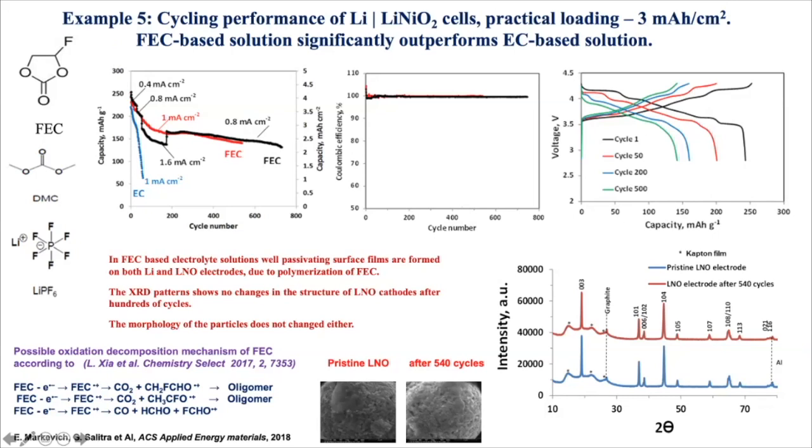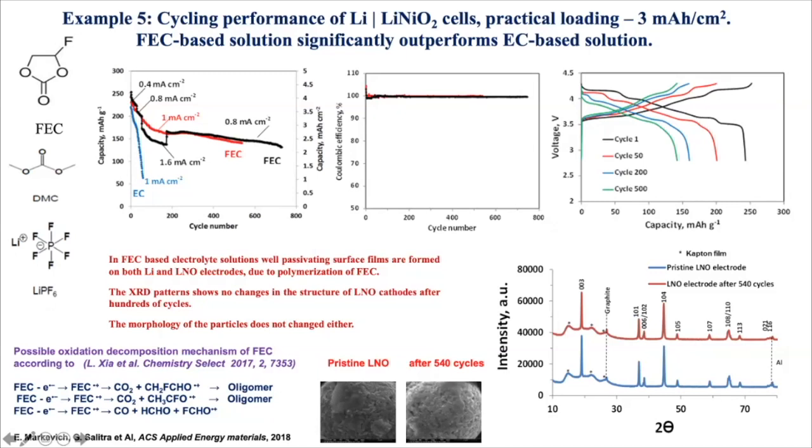Going further, here we see the case of LNO. LNO is a very important example because LNO has the highest specific capacity among the nickel-rich materials, and this is a very problematic material. And we demonstrate that we can stabilize the material, and obtain very good capacity of full lithium and LNO cells at practical loading, thanks to this combination of electrolyte solutions. We demonstrate that nothing happened to the cathode. After hundreds of cycles, we see that both the XRD and the observation by scanning microscopy demonstrate stabilization.